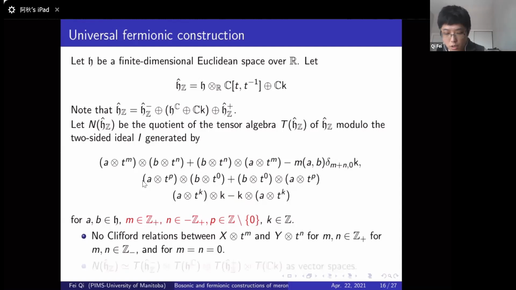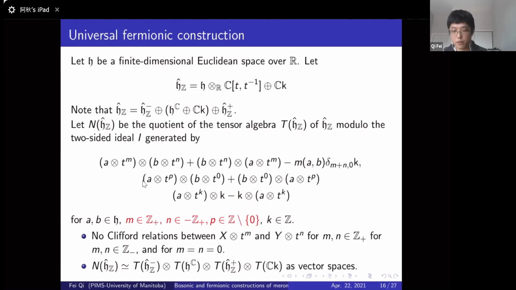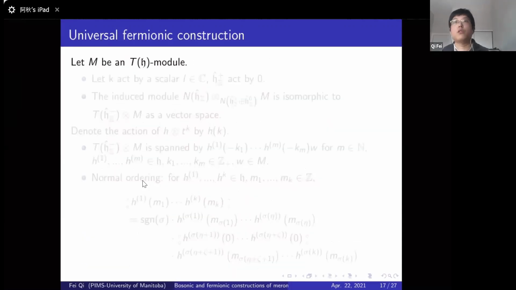Okay. So similarly, you have the PBW type theorem. So then NH hat Z is going to be isomorphic to this tensor as vector spaces. So in order to construct the modules, we better start from an H module by itself. So this is M. So starting with the H module M, we let K act by a scalar. We let the positive modes act by 0.